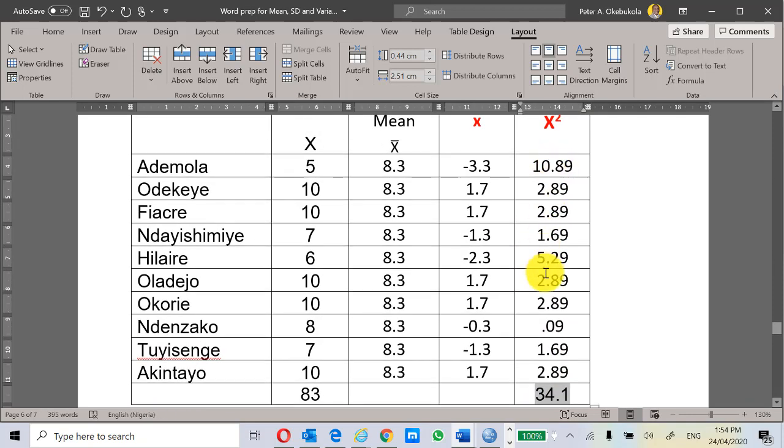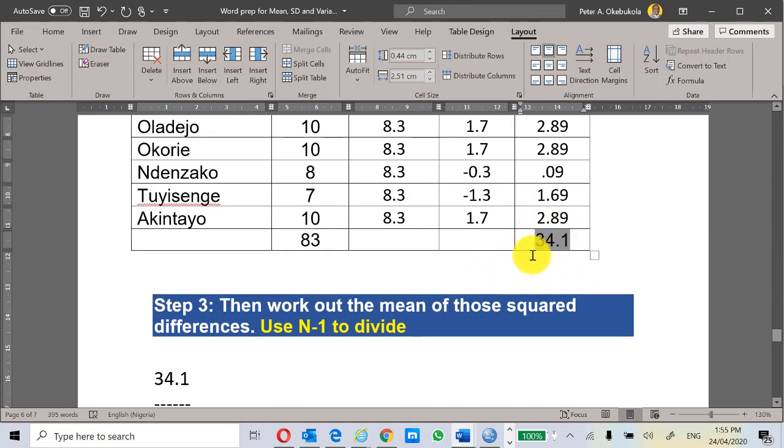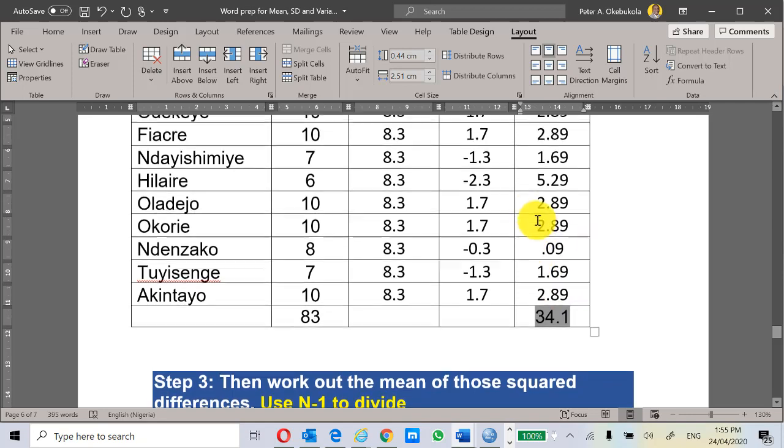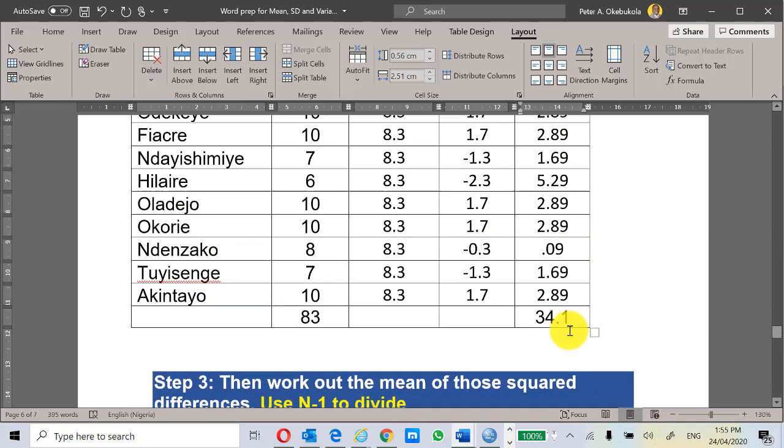You can see how easy standard deviation is. First thing, find the mean. Second thing, find how the scores deviate from the mean, the deviation. Next thing, you square, and the next thing, you add. Just add them all up. Then you find the mean of this. In other words, there are 10 students here, from Ademola, Odeke and the rest to Akitayo. So you find the average: 34.1 divided by 10.